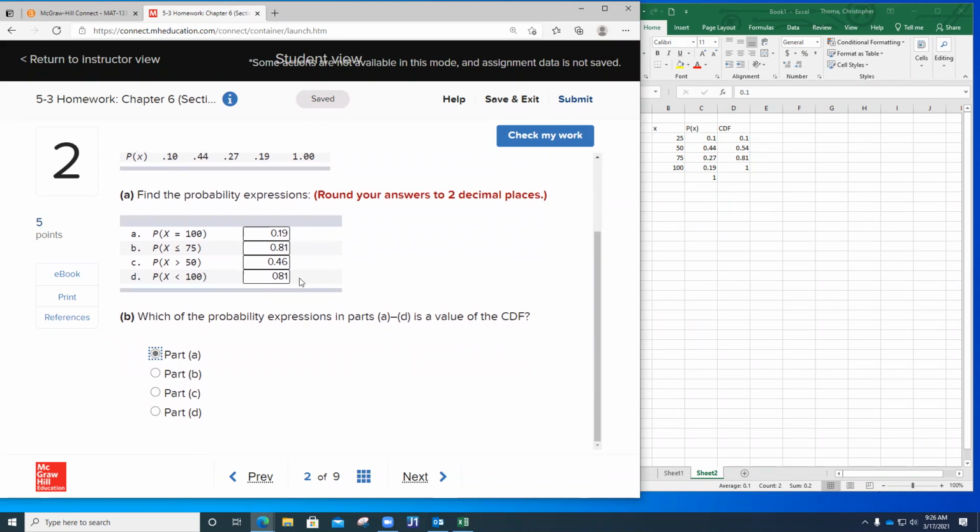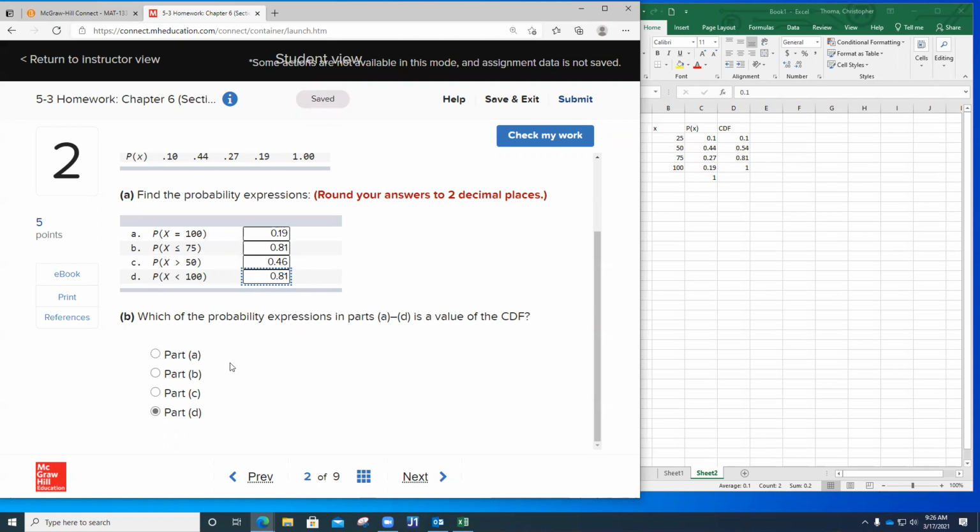Interestingly enough, though, part D is 1. So let's see if it lets you. No, you can only check 1. So that's strange. Because see, oops, I forgot my point though. Missed that. There is a 0.81, which is correct.